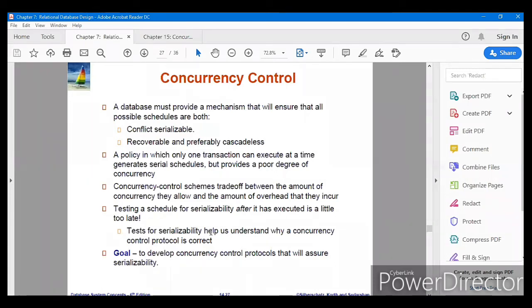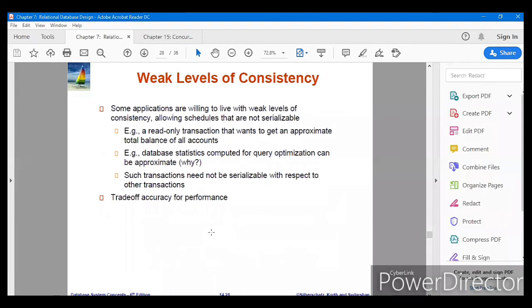Testing a schedule for serializability after it has executed is a little too late. So the goal is basically to develop concurrency control protocols. And what are those? Conflict serializable, recoverable, and cascadeless. Why? To assure serializability. So this is our goal for concurrency control. There can also be weak levels of consistency, where the schedules are not serializable.